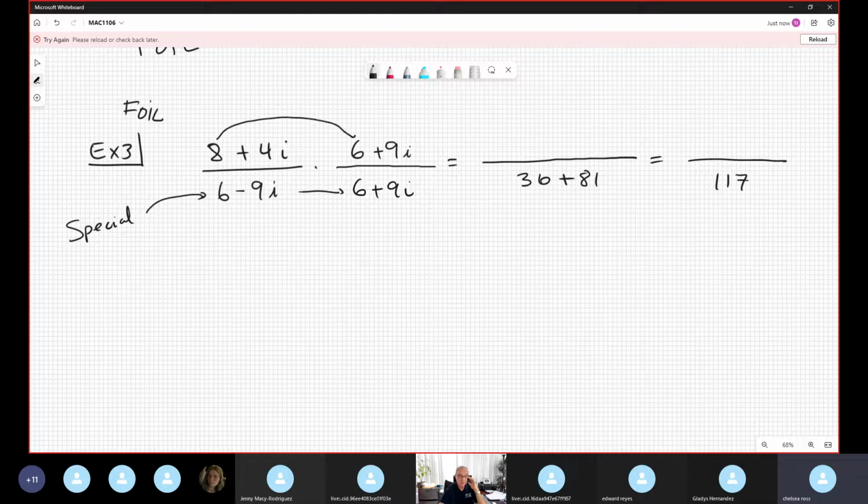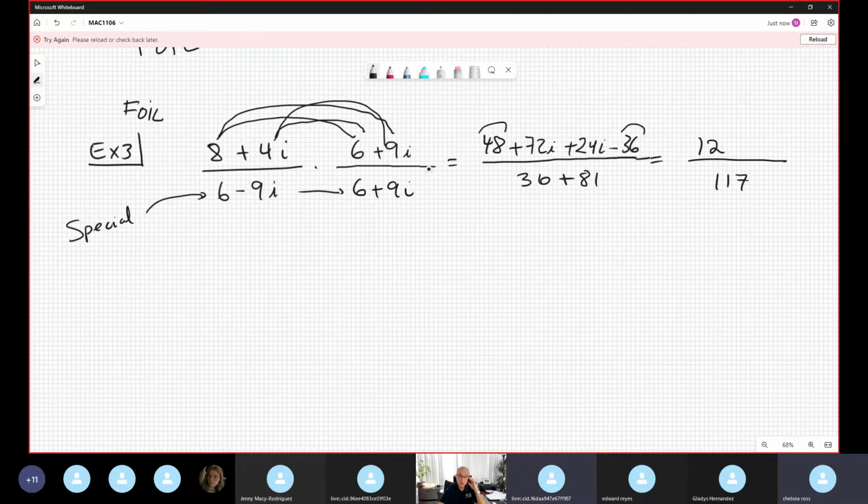You multiply 8 times 6, 48. 8 times 9i is 72i. And you multiply 4i times 6 is 24i. And you multiply 4i times 9i, which is plus 36i squared. And the smart students immediately don't waste time with the i squared and erase this. You put negative here because you know it's equivalent. Now ready to combine. 48 real, 36 real, together subtraction is 12. 72 imaginary, 24 imaginary is 96.